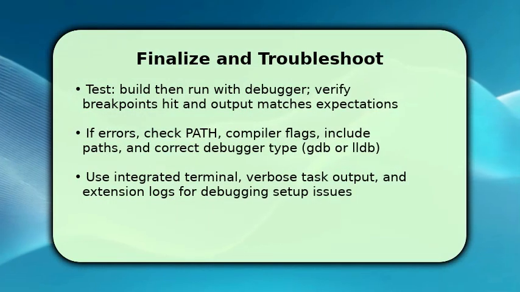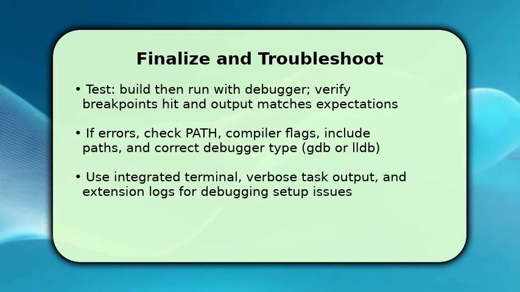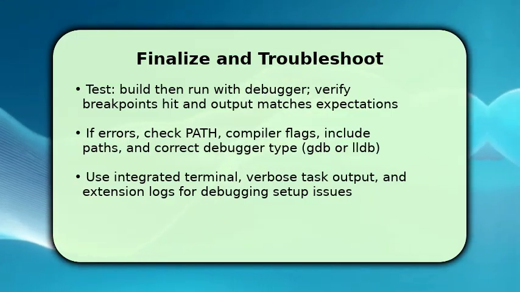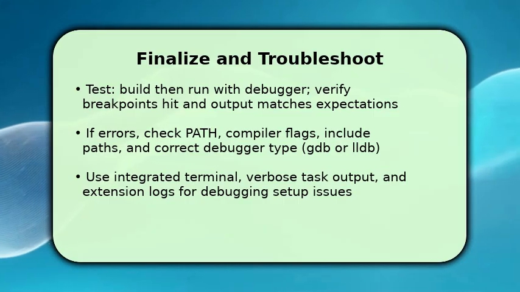You finish by running a full build and launching the debugger to validate setup. Make sure breakpoints hit and variables inspect correctly. If things fail, check PATH and that your tasks.json uses the exact compiler name and flags. Also confirm launch.json selects GDB versus LLDB for your platform. Use the integrated terminal and set tasks to verbose to see command lines.